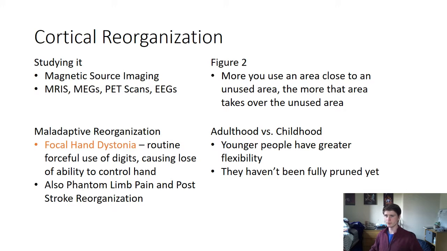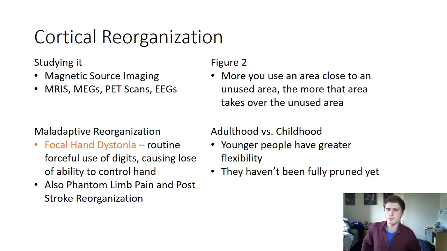Finally, we've got cortical reorganization, which deals with how your brain rebuilds itself, or just changes itself as a function of its neuroplasticity. We can study it using brain activity imaging software. So we can use functional MRIs, MEGs, PET scans, and EEGs. And there are probably quite a few others too.